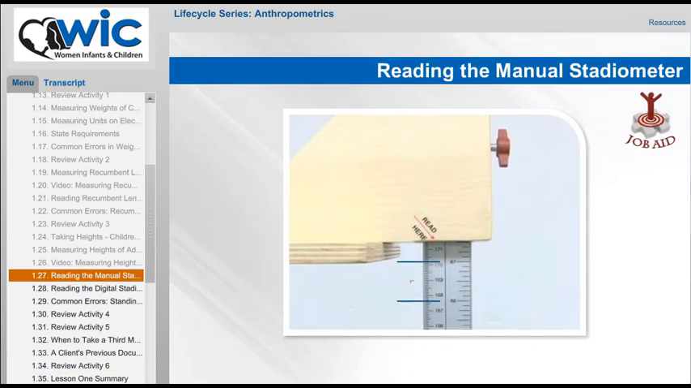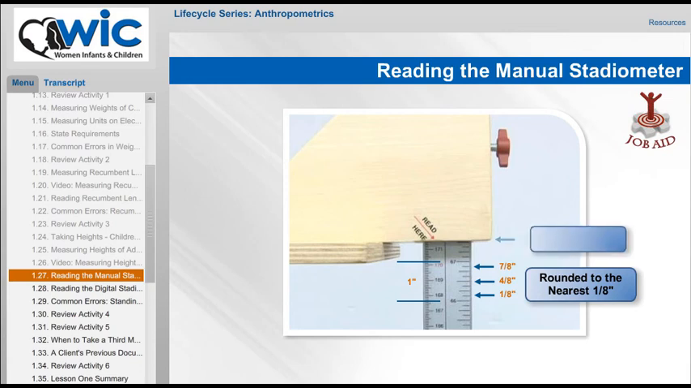As you know, each 1-inch increment on the manual stadiometer is broken down into eighths, just like with the recumbent length board. And like with recumbent length, you will round your measurement up or down if the measurement is between eighths. Each stadiometer also has a read here or designated line to mark the measurement. Per the read here area in this image, the height of this individual would be 67 4/8 inches.